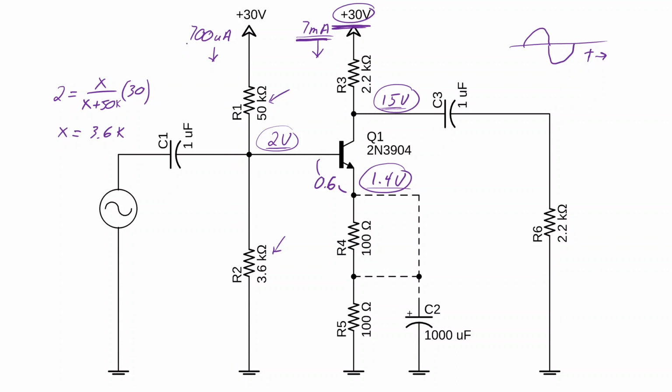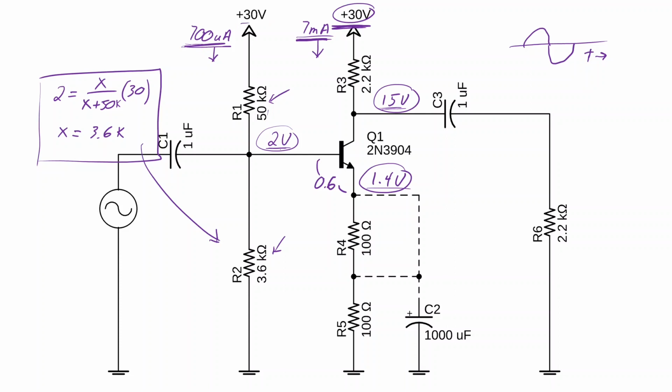And finally, we said that the current flowing through R1 and R2 should be 10 times less than the current flowing through the collector, which gave us a resistance somewhere around 40 to 50k. In this design, I chose R1 is 50k. Then we used the voltage divider rule to calculate this resistance right here, so that there would be 2 volts given the 50k, given the 30 volts at 700 microamps.